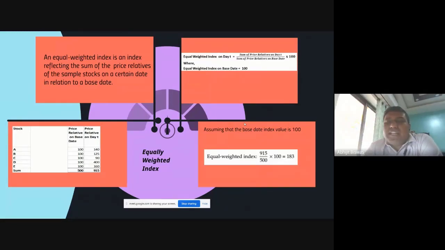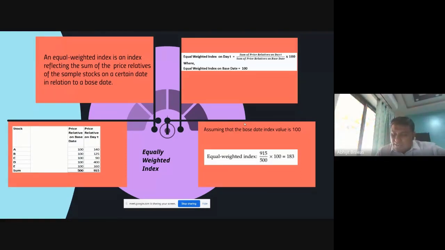Equal weighted index on day T is equal to the sum of price relatives on day T divided by the sum of price relatives on the base date, multiplied by 100. But if you want to understand the concept of price relative, it will be calculated like this.